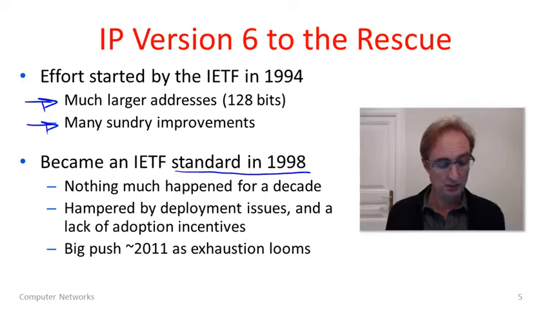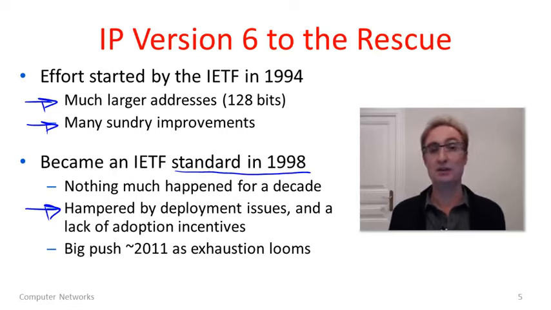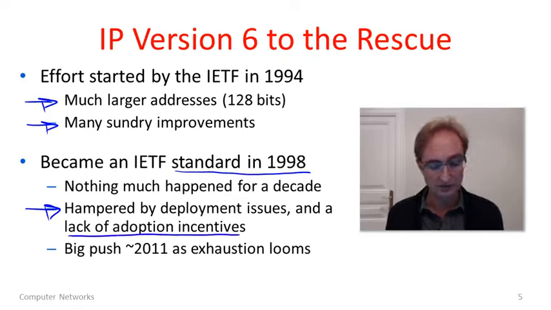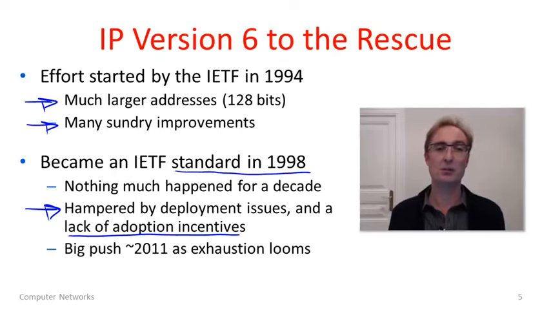But I think the big point is here. Deployment has really been greatly hampered by the difficulty of deploying it. We'll talk about that in a while, because it's really such a big change to the internet. And also a lack of adoption incentives. I mean, if you're a new ISP or company, why should you bother installing IPv6 if you can still get IPv4 addresses? It gives you a lot of headache and not really a lot of new features. So deployment has been very slow.